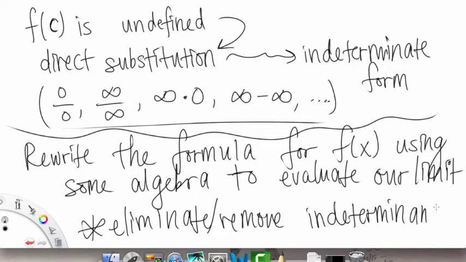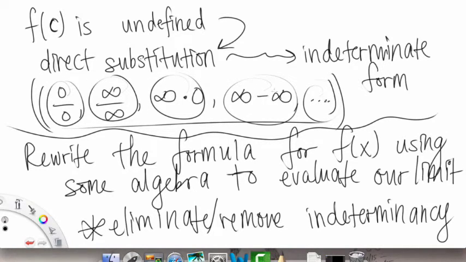That fancy word just means, again, one of these things in the parentheses here. So we're trying to remove getting this or this or this as our ultimate answer. Usually when we work with some algebra and play around with the formula for f of x, we can get it into a workable form where we do not get an indeterminate form at the end, where we actually get a number.